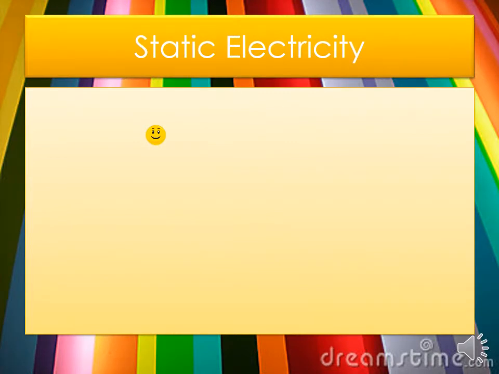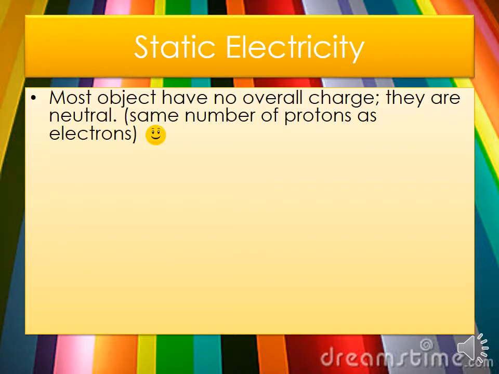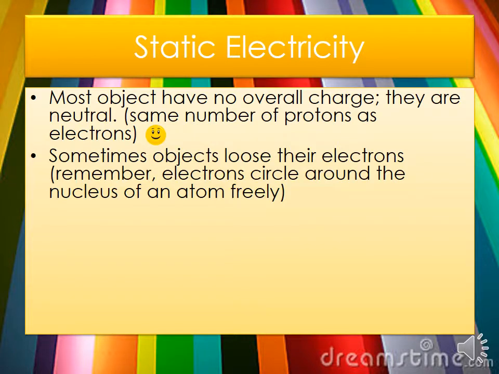All right, static electricity. We're just going to skim through this a little bit. It's one of those topics that fits into this section nicely. Most objects have no overall charge. They are neutral. They have the same number of protons as electrons. That means it's stable, it's happy. But sometimes objects lose their electrons. Remember, electrons circle around the nucleus of an atom freely.